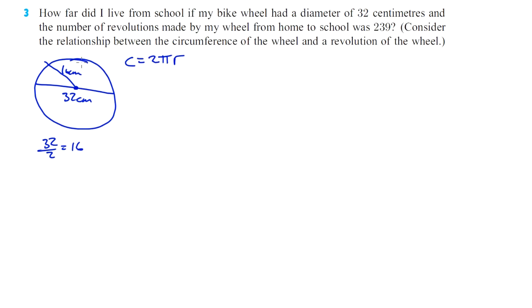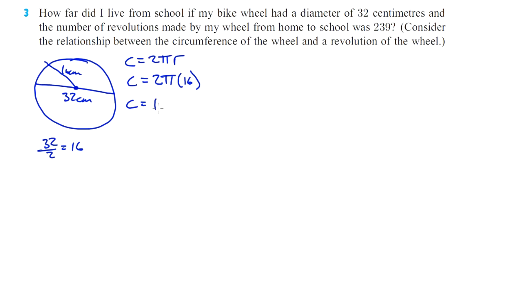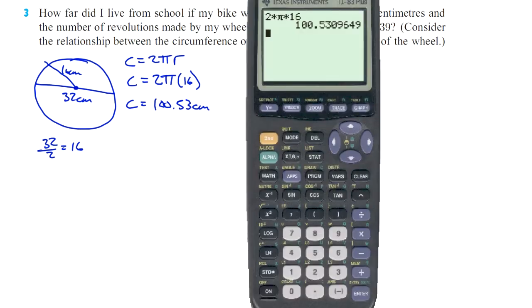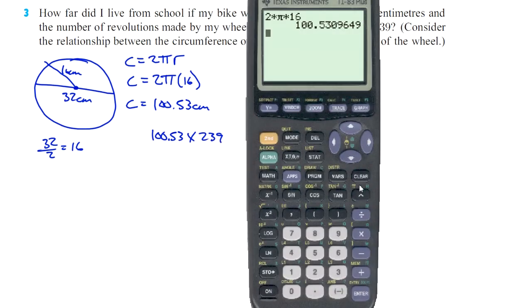So let's figure out the total distance covered by 1 full revolution of the tire. So we get circumference equals 2 times pi times 16, right? So let's calculate that out. We got 2 times pi times 16 gives us 100.53. So the circumference equals 100.53 centimeters. So every time it spins, you get 100.53 centimeters. Okay, now it says that it made 239 revolutions. So let's take 100.53 and multiply that by the 239 revolutions and see what we get for the total distance.